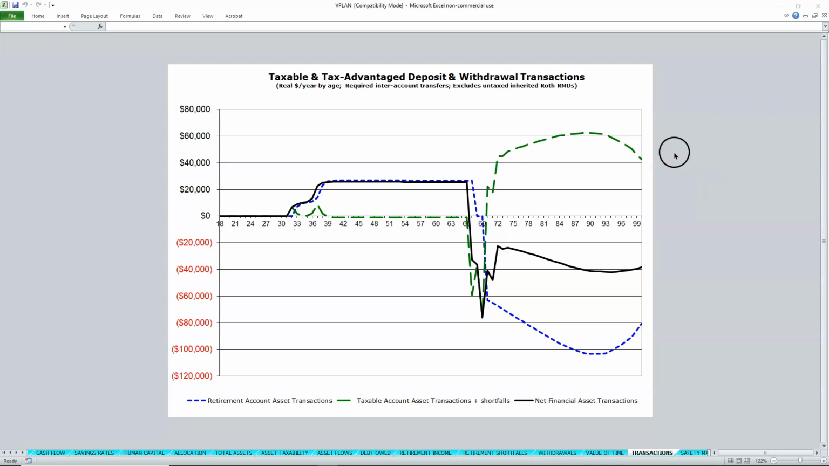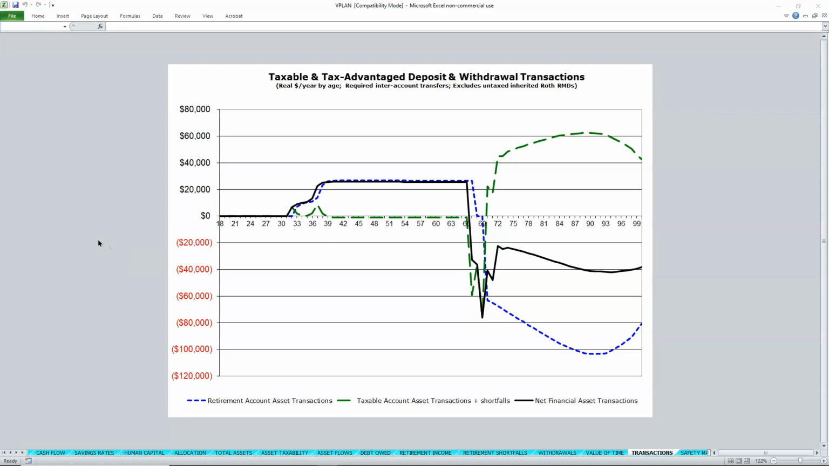The dashed green line represents transactions in and out of taxable accounts, and the dashed blue line represents transactions in and out of tax-advantaged retirement accounts. During this couple's working years, almost all of their net positive cash flow is contributed to their 401k and IRAs to reduce their income taxes and to save for retirement.